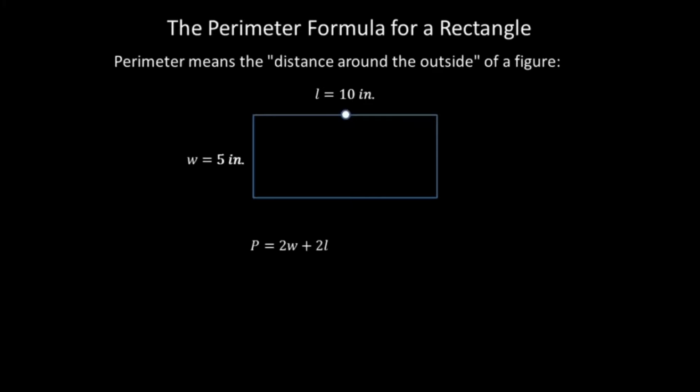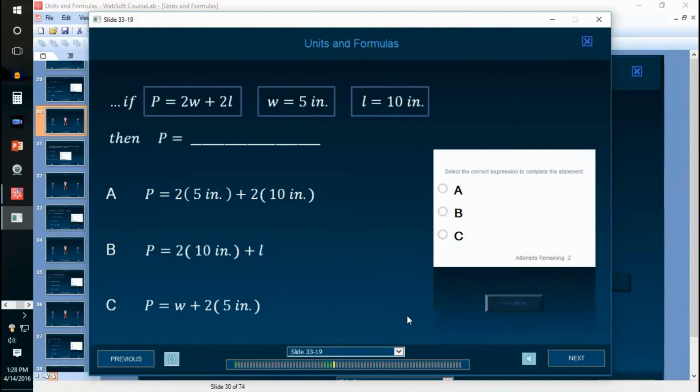To do our formula calculation, we rewrite the formula, replacing the letters by the values that they represent. Again, we replace the width, the W, by 5 inches, its current value. And we replace the L variable with 10 inches, its value in this problem. If the perimeter equals 2 times the width plus 2 times the length, and the width equals 5 inches, and the length equals 10 inches, then the perimeter is equal to which of the following? Yes, the correct replacements are answer choice A. Good.